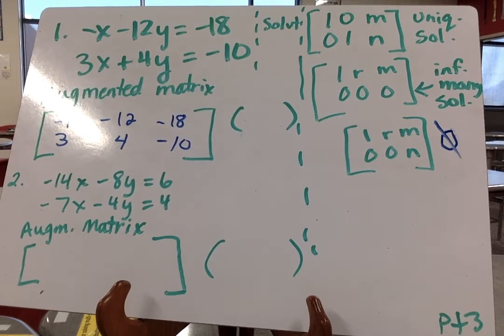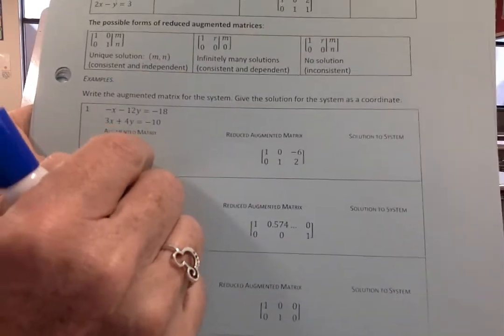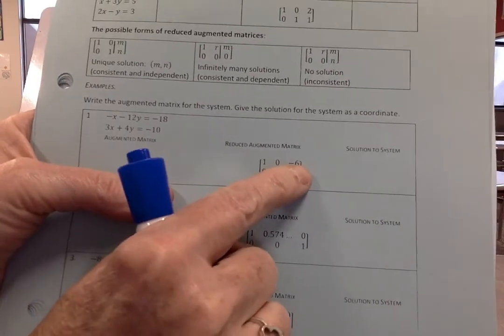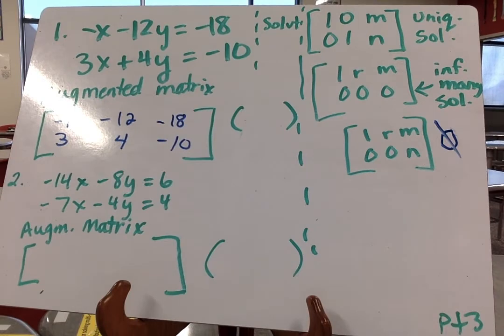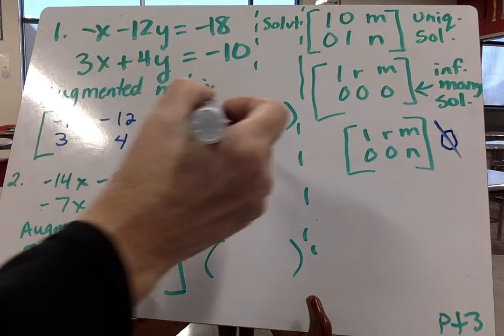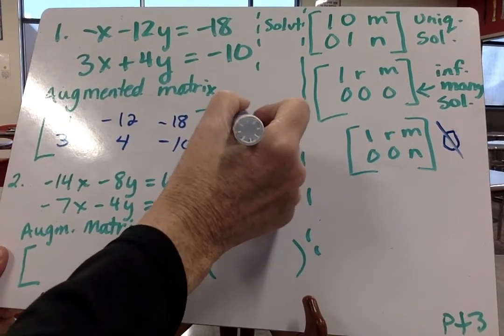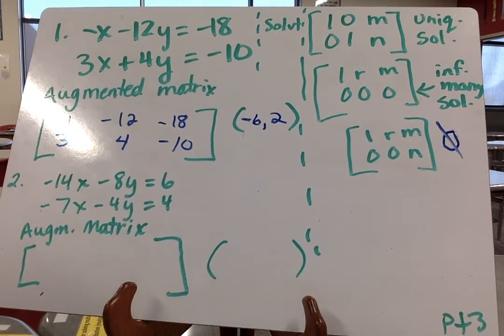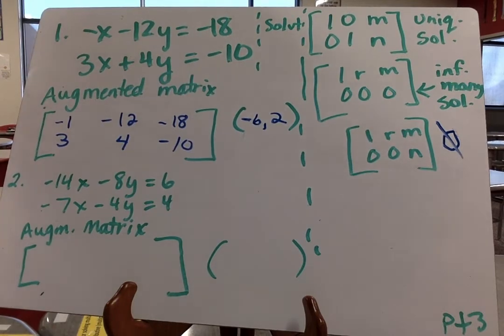Now it tells you what your reduced augmented matrix is right here. So if we have 1, 0, 0, 1, that means yes, we have a unique solution. This is x is -6, y is 2. So for our solution over here, we're going to put (-6, 2). I don't know where I need to go to block that off, but there you go. Hopefully you have it written down.